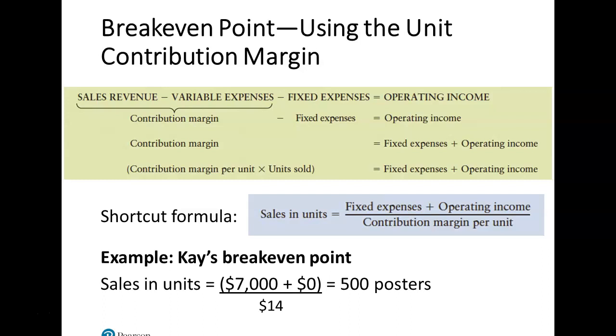And that's the sales price per unit minus the variable cost per unit. That's basically what it is. So if we take our fixed cost, which is $7,000, plus zero, because remember, our operating income in a break-even situation is always zero. Zero means you don't earn any profit, but you don't lose any money. So fixed expenses plus zero divided by our contribution margin per unit should give us the number of units that we need to sell in order to break even.